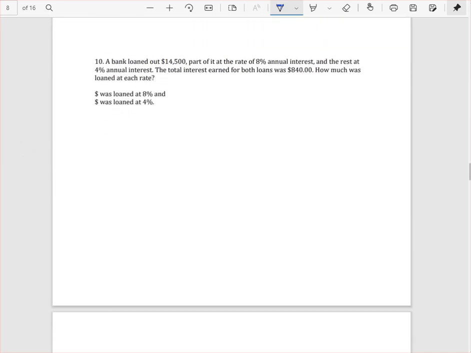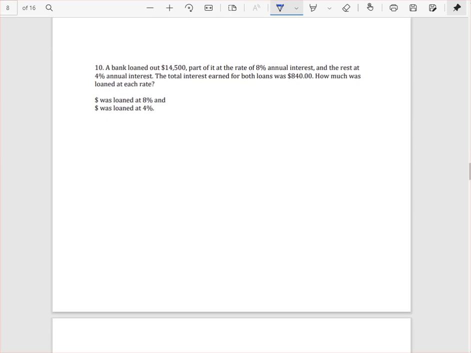Let's do some more problems, like here. A bank loaned out 14,500, part of it at this annual interest rate and the other part at this annual rate. The total interest they earned was this. How much was on each of the rates? So one of the money is X and one of the money is Y. When you add the money, that equals the loan, which is 14,500. Now when you multiply, we change them to decimals, so divide by 100 and you get 0.08 for the x plus 0.04 for the y. That gives you the interest, which is 840.